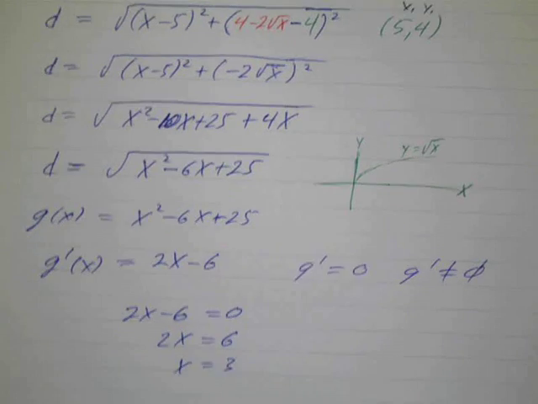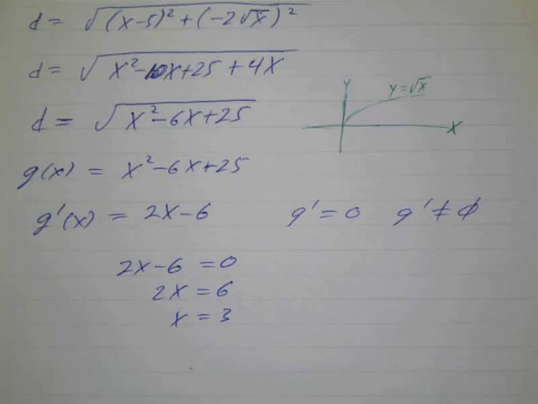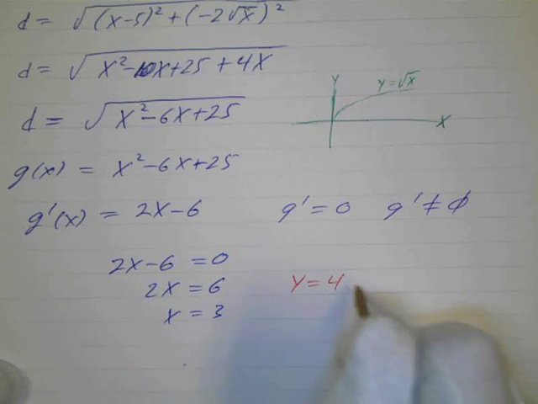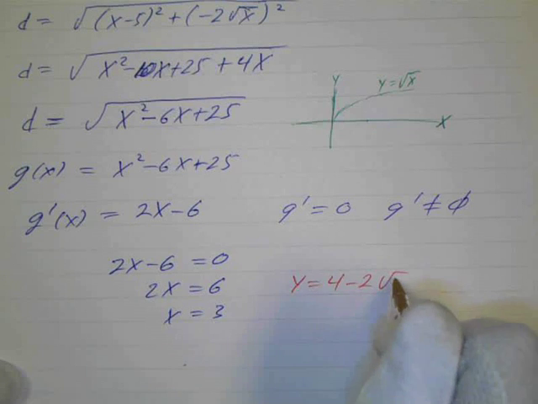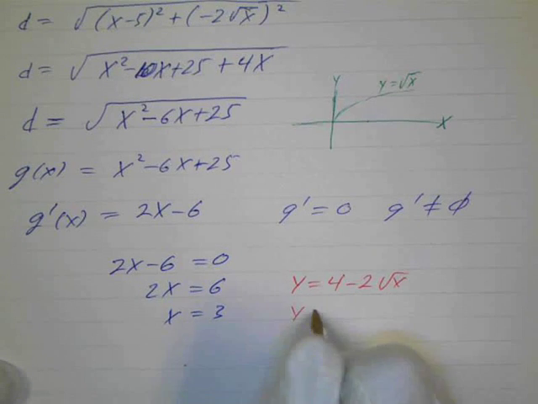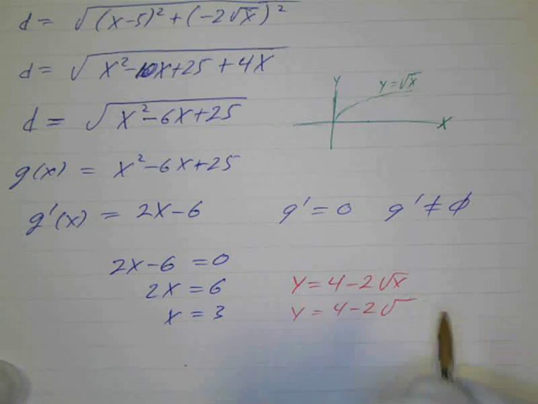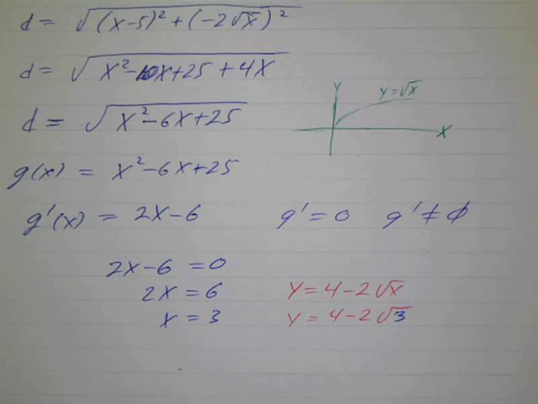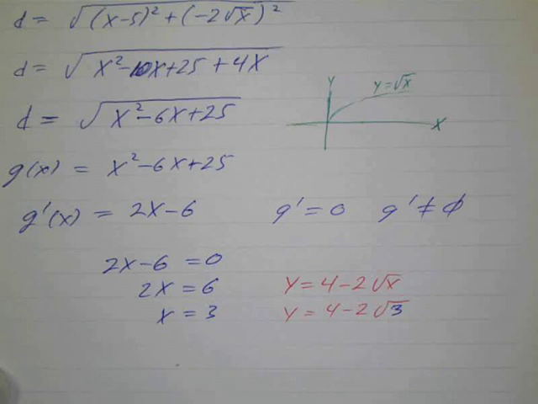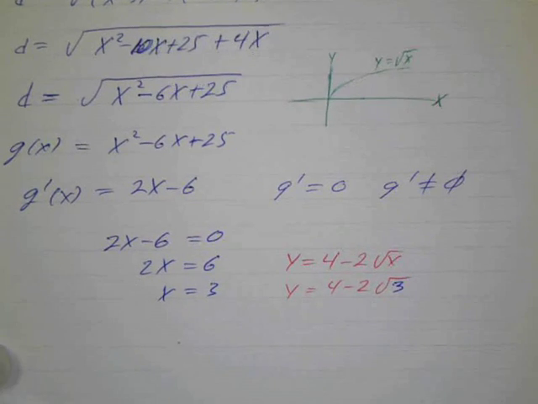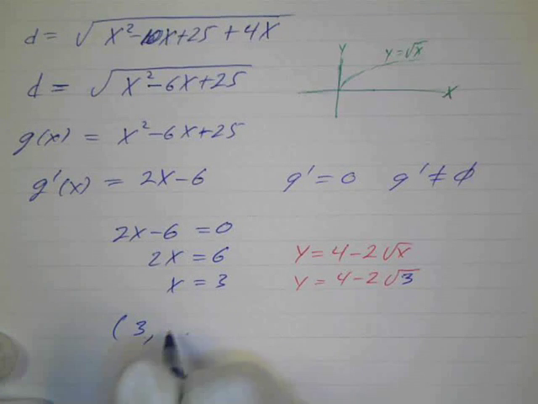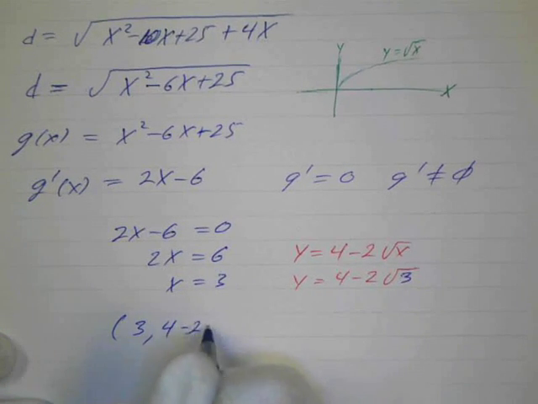So what's the y-coordinate? Well, we have our equation, and it was y equals 4 minus 2 times the square root of x. So y will equal 4 minus 2 times the square root of 3. And that's pretty much all you can do, because we're not going to use a calculator and have you estimate that. So you'll leave it in this form. Our point is 3 comma 4 minus 2 times the square root of 3.